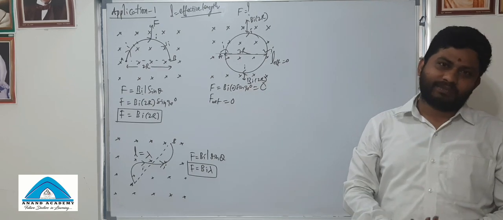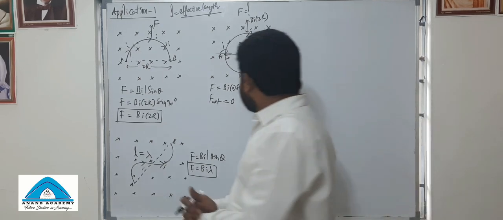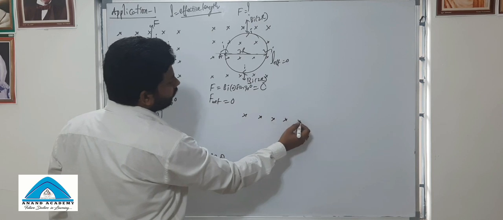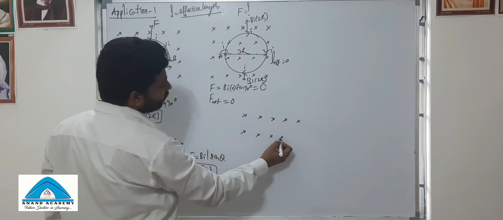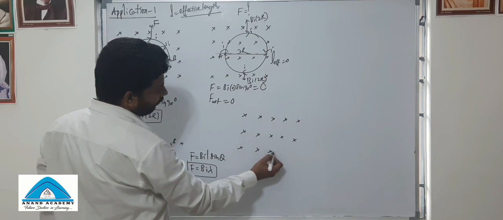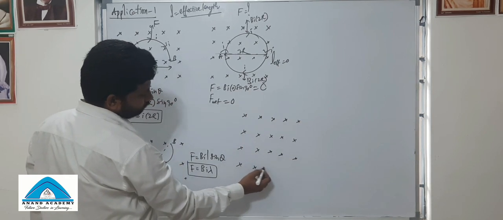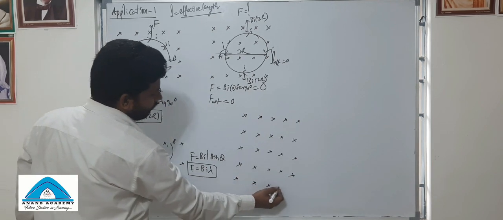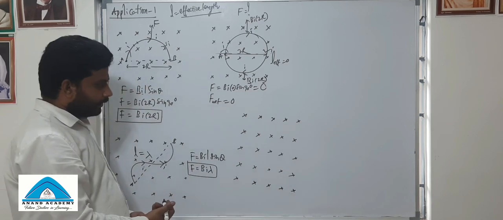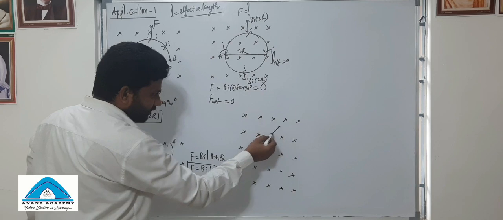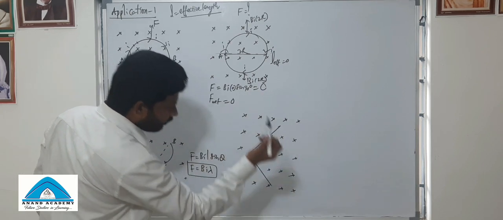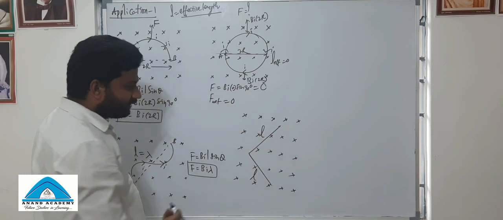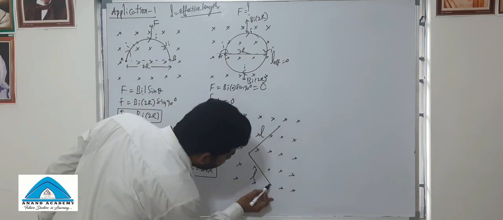And one more in application number 1 we will learn. So what is that one more? Same, there are magnetic field lines moving into the plane. Carefully, there is a wire of this shape. Look here, this is the wire. This is having length L and this is having length L. Okay, clear?